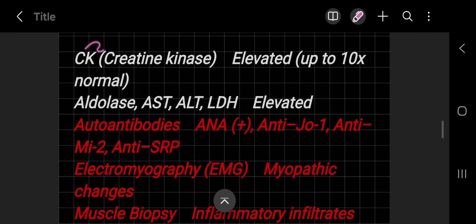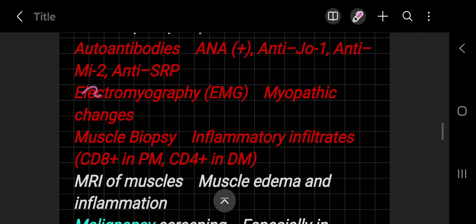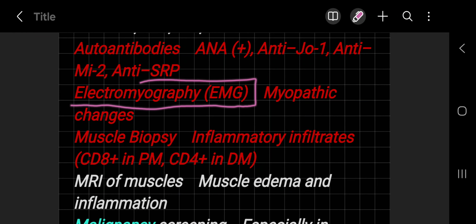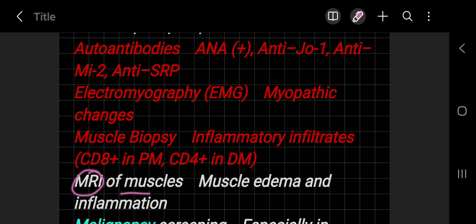So mainly you go for creatine kinase, it is elevated. Aldolase, it is elevated. ALT, it is elevated, comes from muscle. LDH may be elevated and ANA may be present. Other antibodies that are specific for dermatomyositis and polymyositis are anti-Jo1 antibodies, anti-Mi2 antibodies, and anti-SRP autoantibodies. If these are present, you can also go for electromyography. EMG shows myopathic changes. So electromyography shows you myopathic changes, and then you go for MRI of the muscles first.